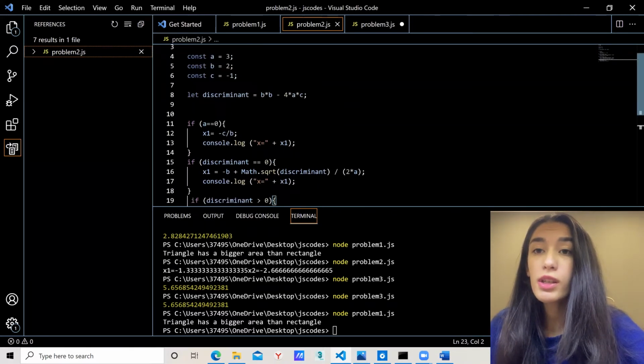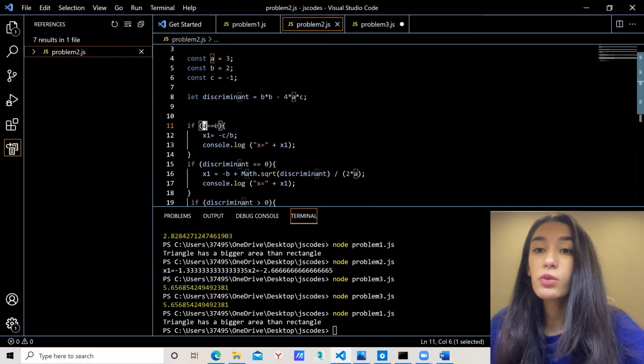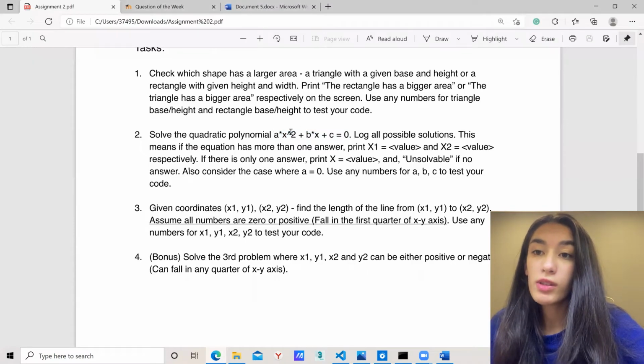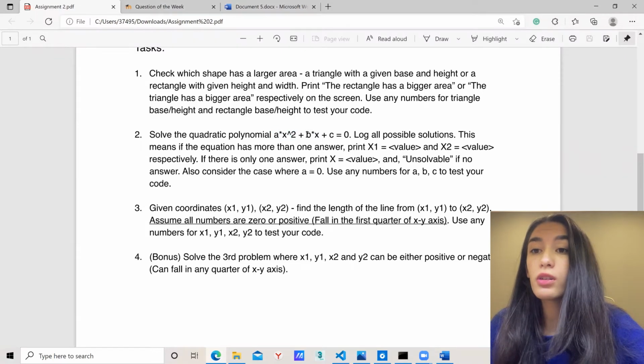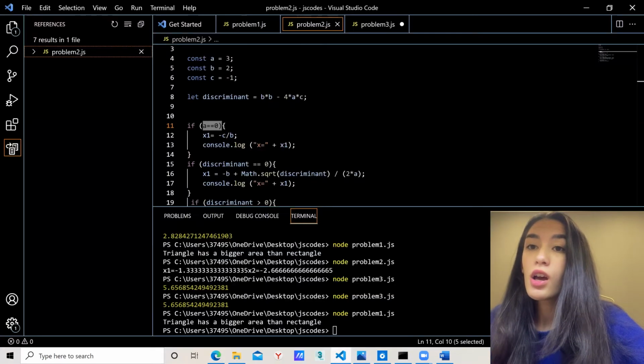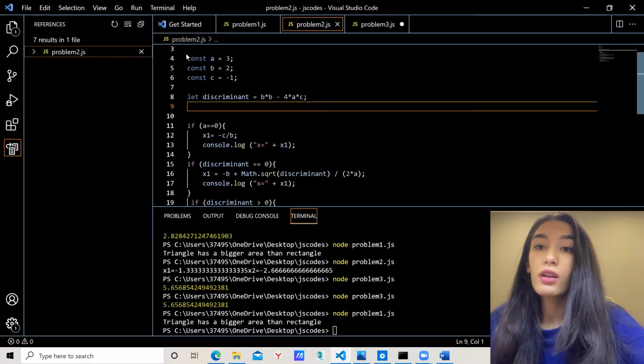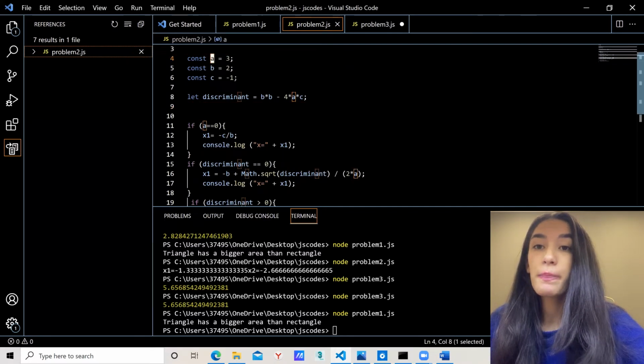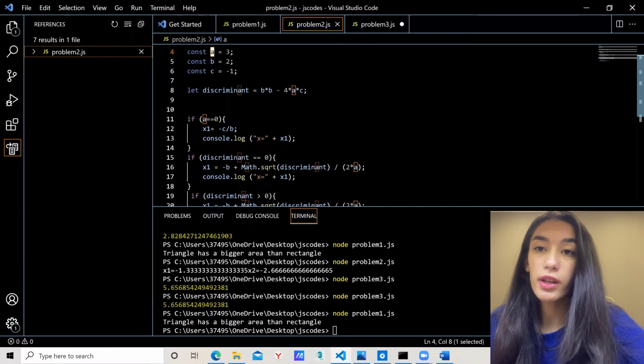And also we must consider the case when a is equal to 0. When a is equal to 0, that means that this will cancel out, and we will be left with b multiplied by x plus c is equal to 0. So for that, we are again giving constant values to a, b, c. These are just random values that I have chosen.